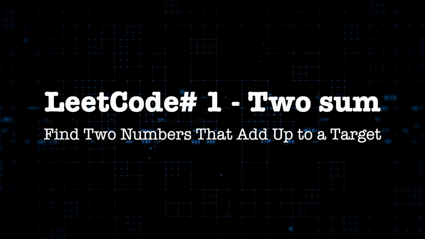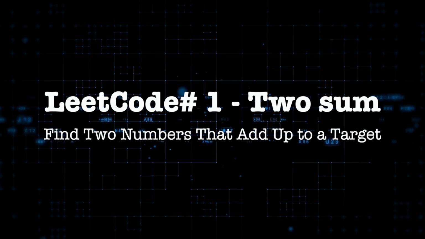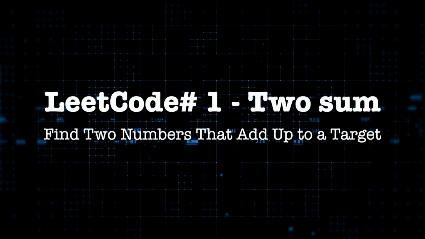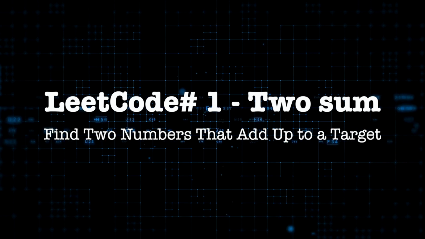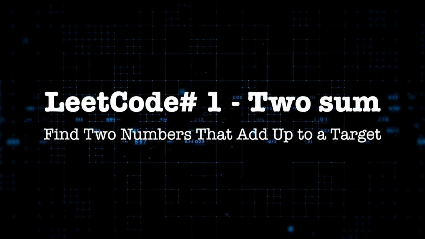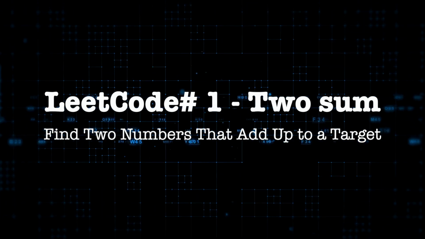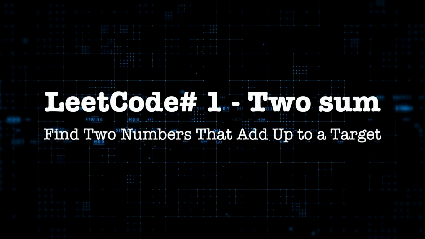So the two-sum problem is a fantastic way to understand the power of choosing the right data structure. While brute force is straightforward, the HashMap approach is a game changer for efficiency. Mastering this difference is key to becoming a more effective programmer.